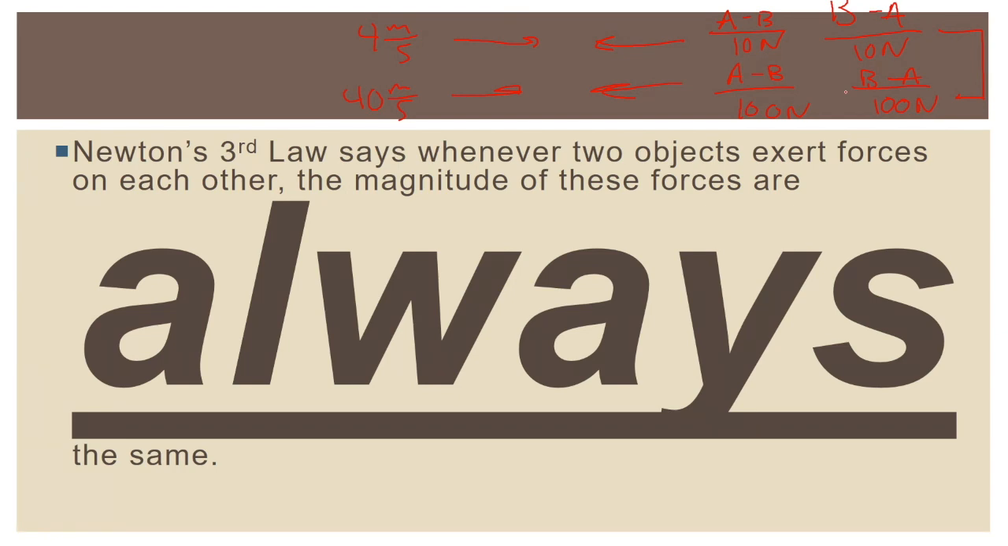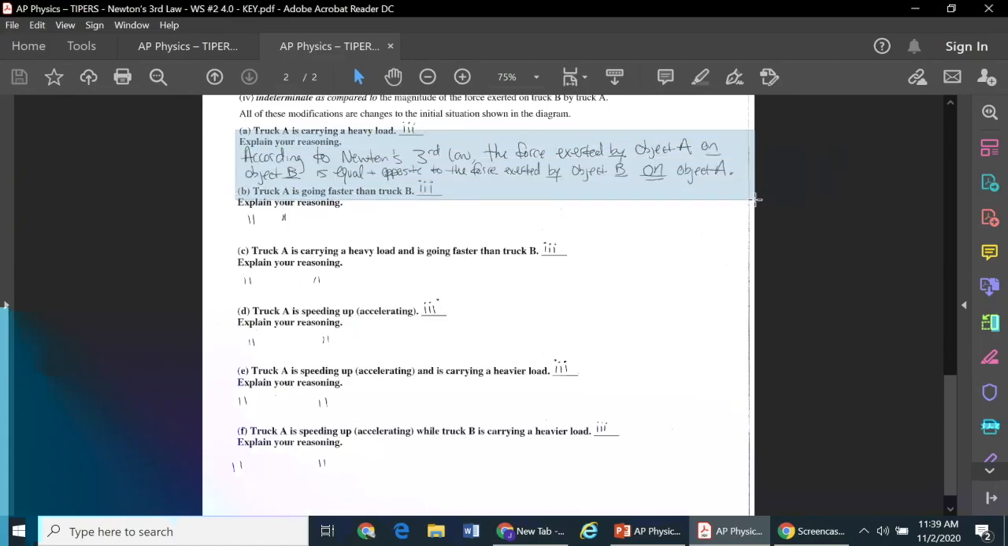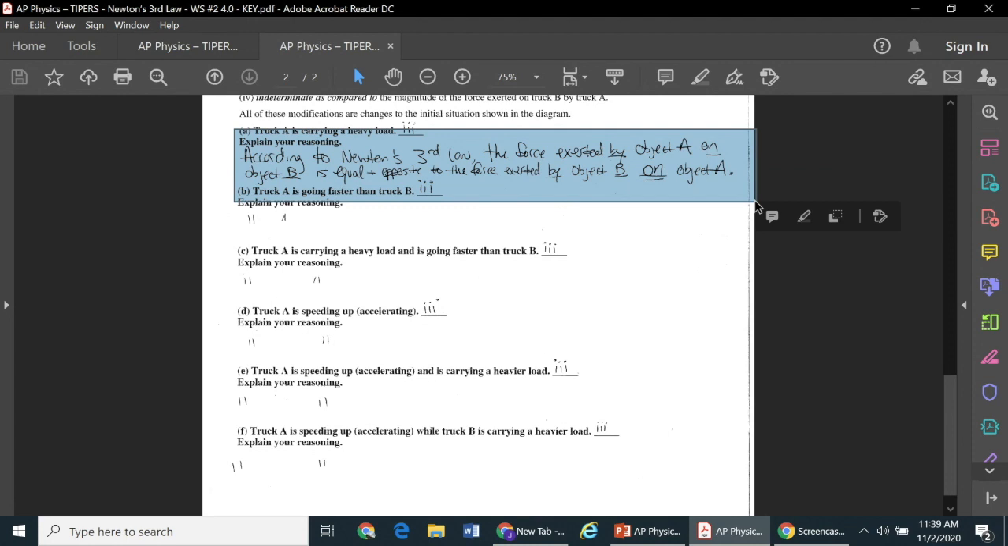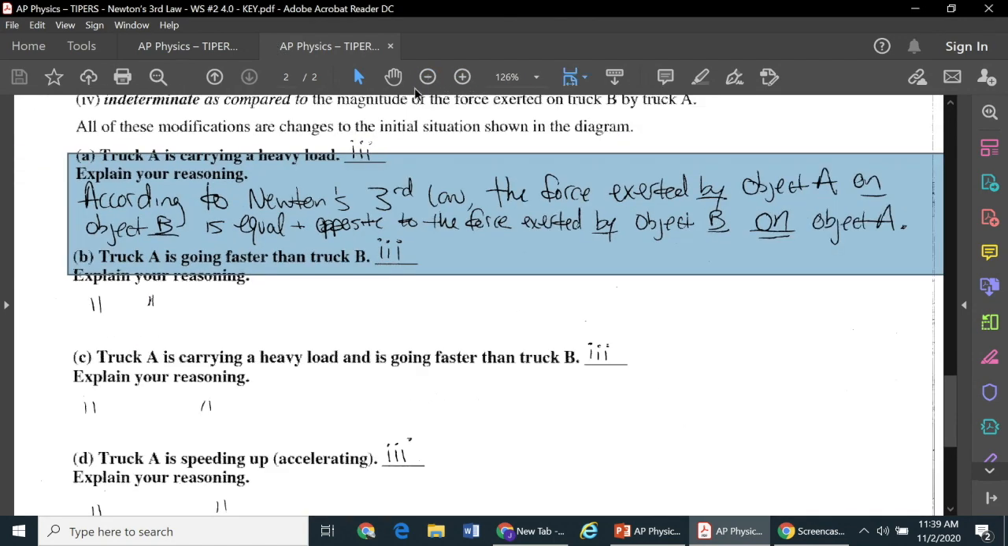I'm going to go back to the key now. And if you have not written that down, that's super, super, super important. No matter what, the force exerted by object A on object B is equal and opposite to the force exerted by object B on object A. Take a second to pause this video here and write that down. And when you hit play, we'll move on.